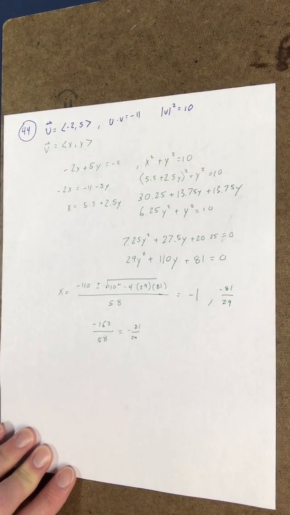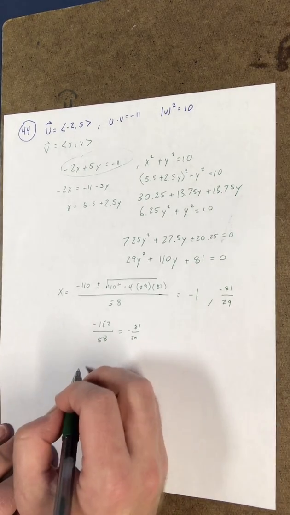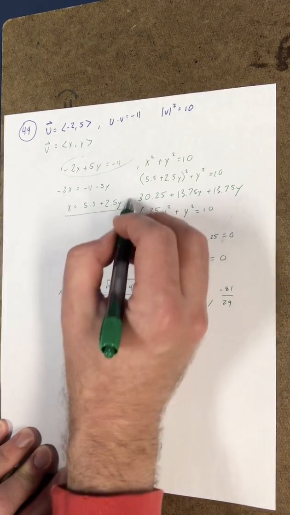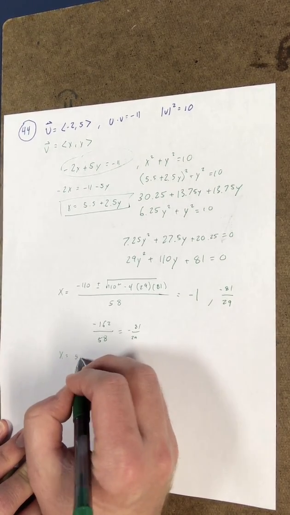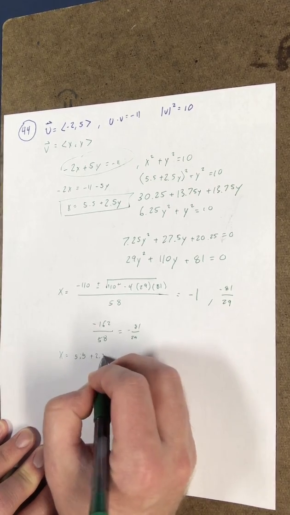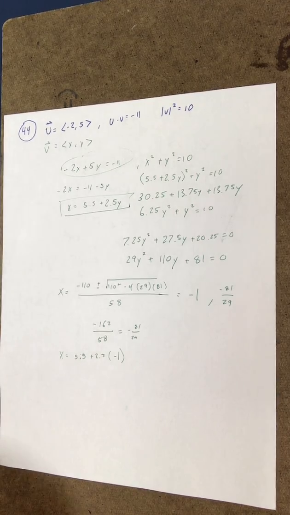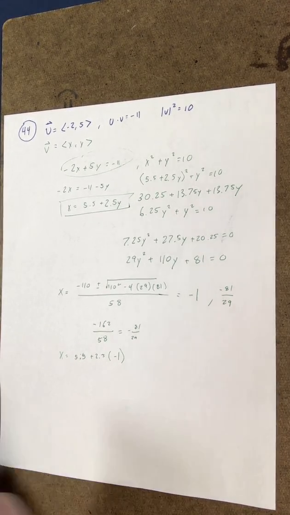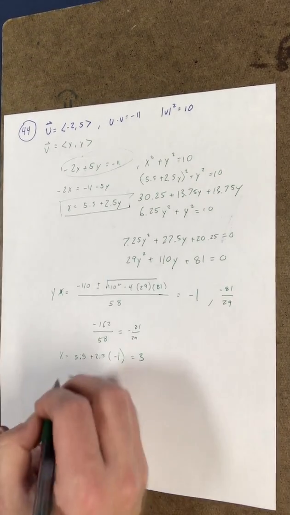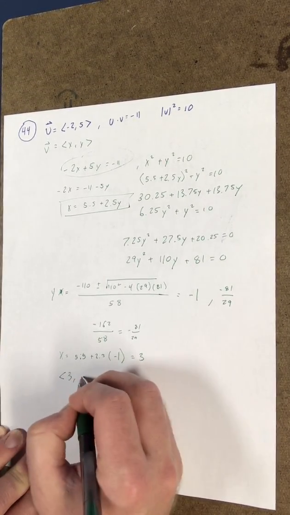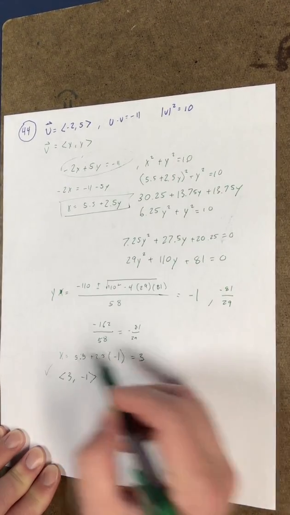Okay, so now for the x value, I'm going to plug it back into this equation over here. We'll just maybe go to this one instead. So x equals 5.5 plus 2.5 times negative 1. That's 3. So one vector is 3 comma negative 1. Oh, that checks out with this equation too, so that is an answer.